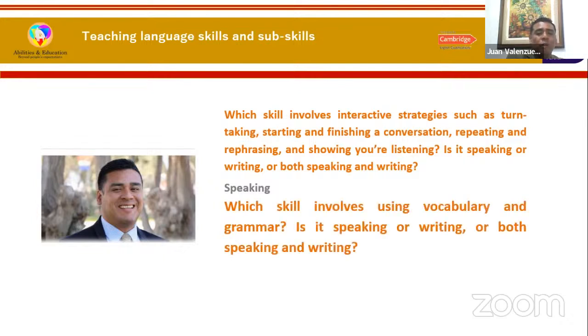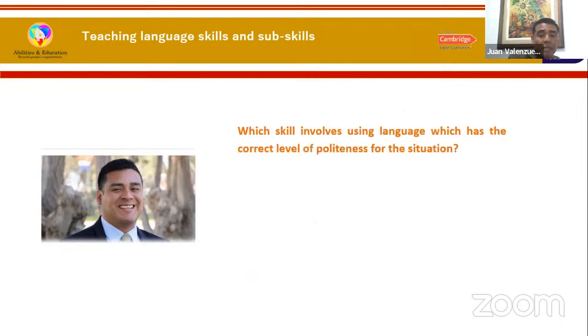Now, which skill involves using vocabulary and grammar? Which skill involves using grammar, using vocabulary? Speaking or writing? Or both? Excellent. The answer is both. In both cases, we need vocabulary. We need good vocabulary. We need grammar. We need good grammar. Excellent.